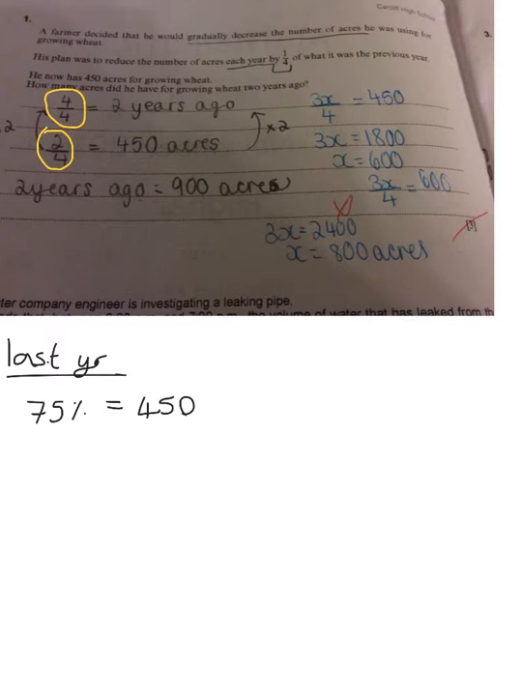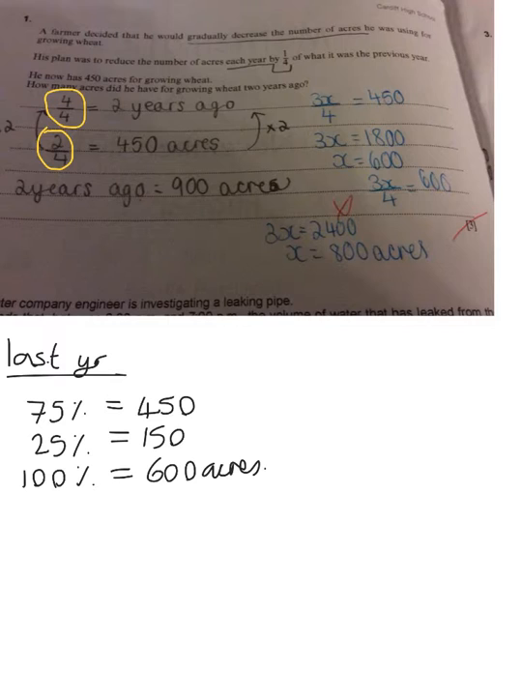So now I can just use proportions. So if that's 75%, then 25% will be a third of that, which is 150. So 100% will be 4 times that, which is 600 acres. So now what I need to do is the same sort of thing, but for the year before.